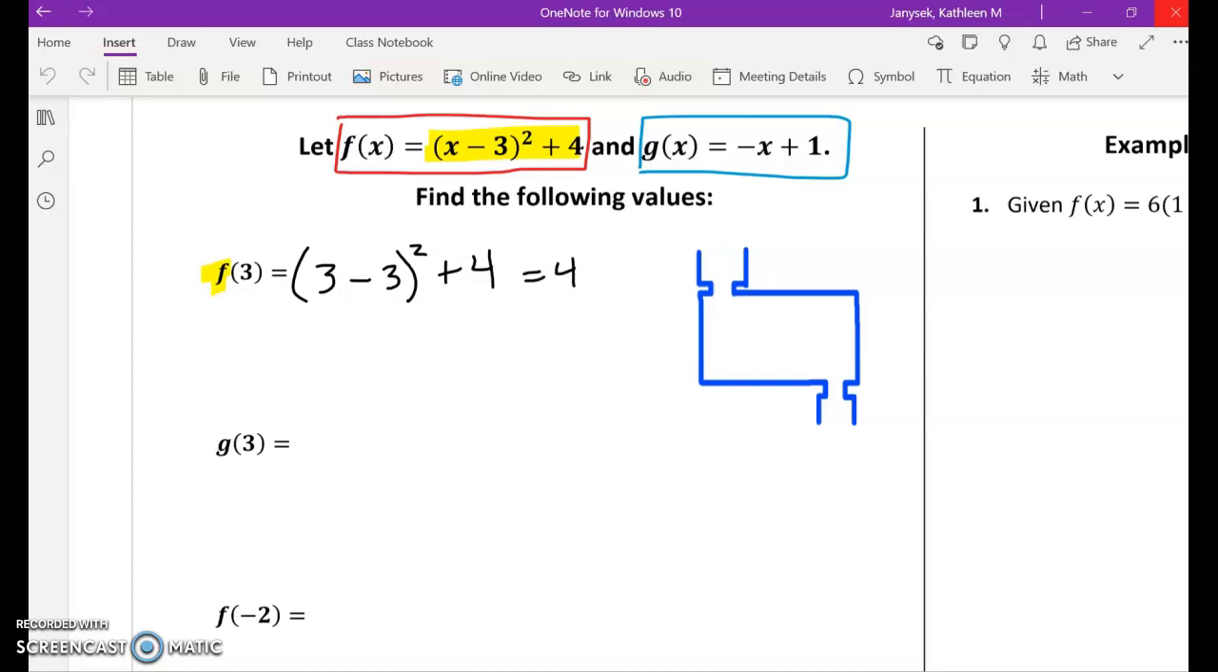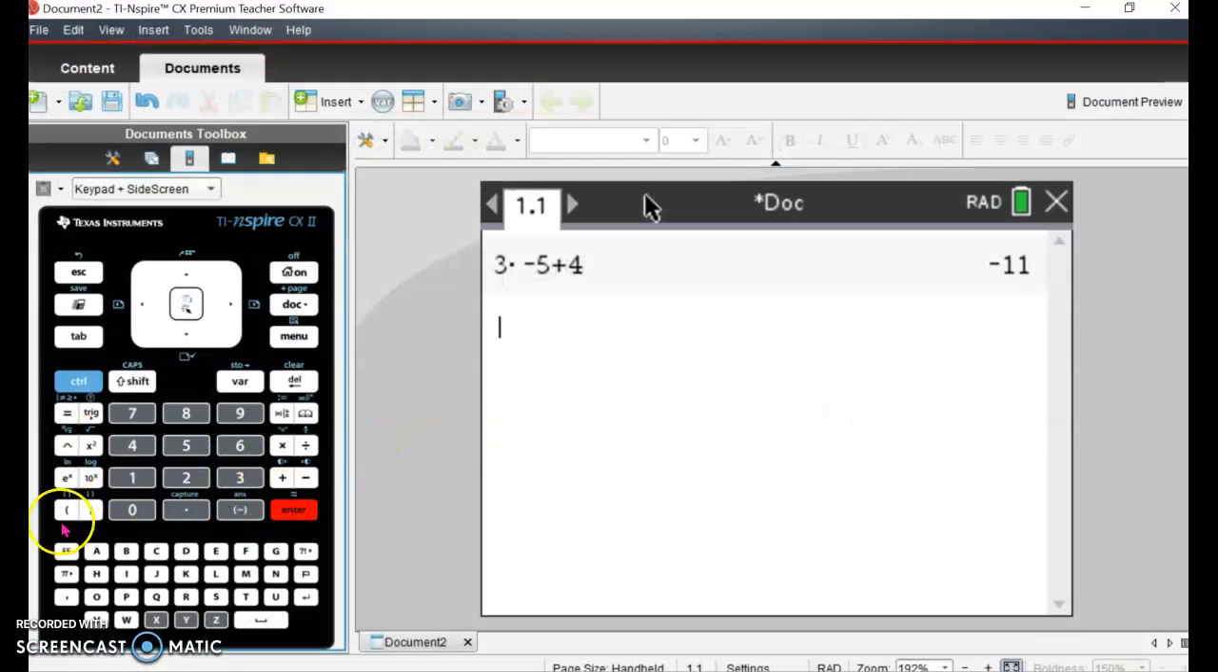But once again, I did tell you you could plug this into your calculator, and I'll show you where the squared button is. Parentheses, 3 minus, the minus button is next to the plus button. Close the parentheses, and the squared was on the outside. It's right here where it says x squared. Okay, and then plus 4. 4.